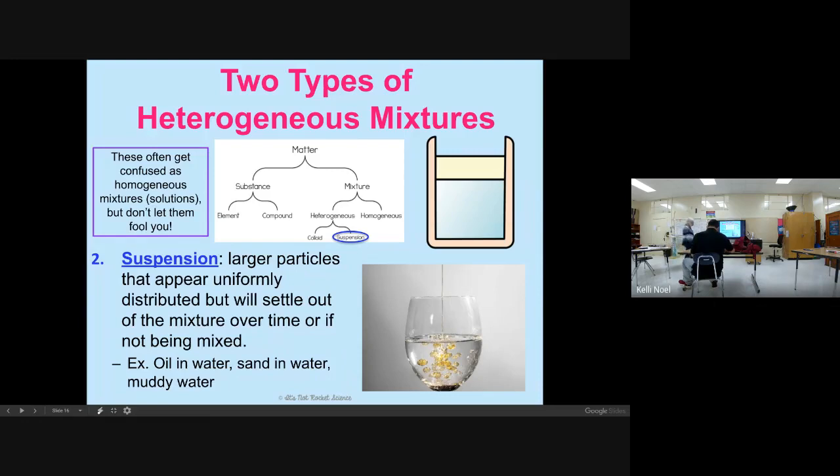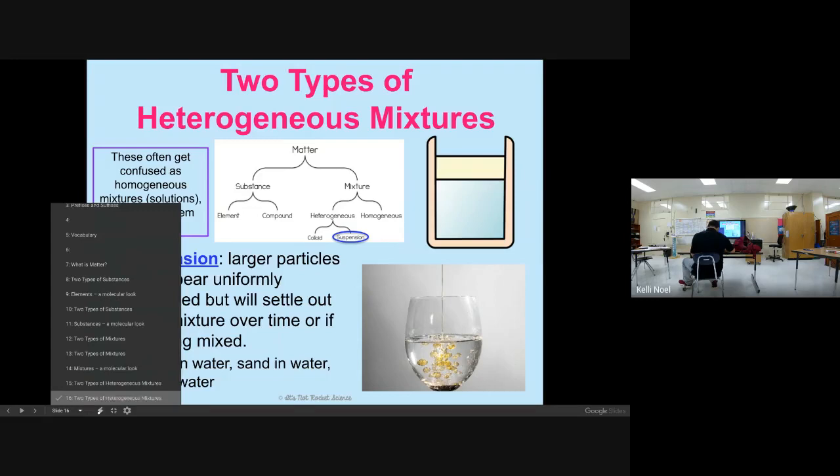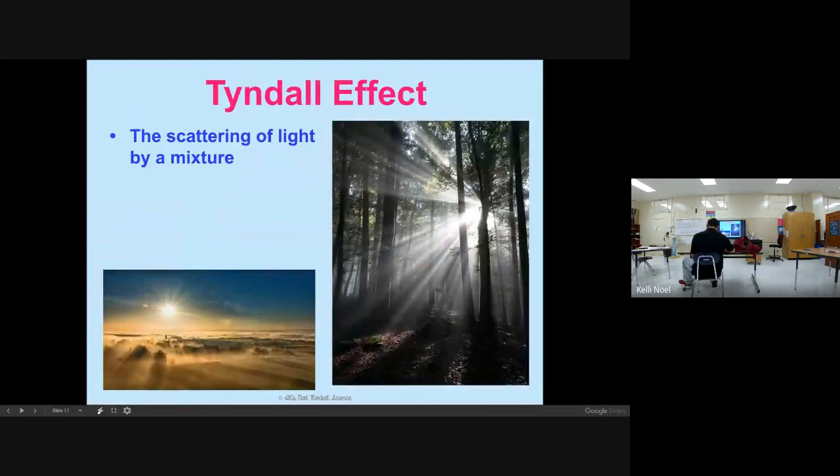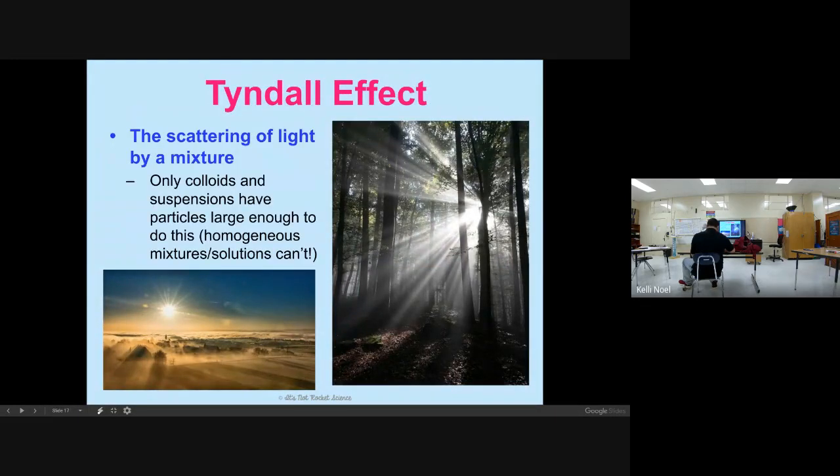One more thing. Did you get that? Yes. Okay. The last term, Tyndall effect, right here. It is the scattering of light by a mixture.